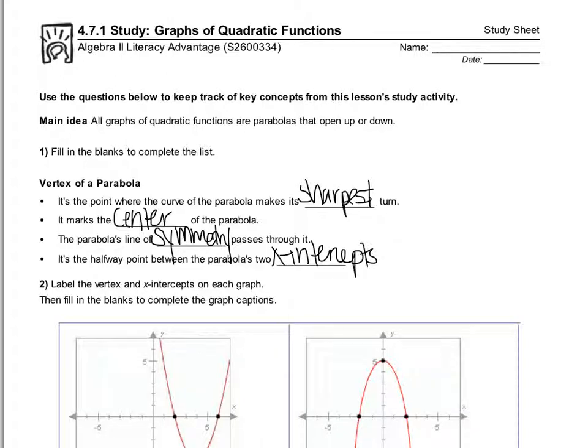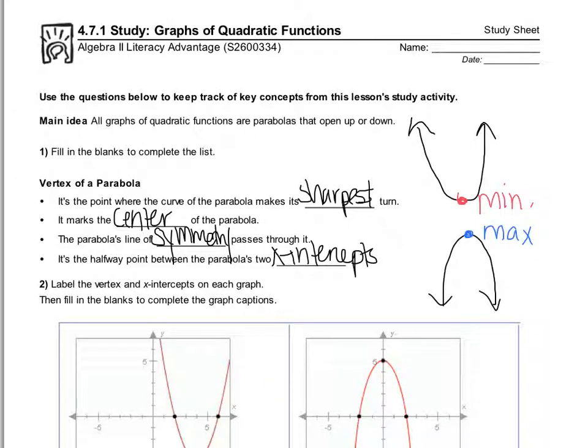So, just to give you a visual of a vertex, if I were to have a parabola that looked like this, my vertex is either going to be at the bottom, known as my minimum. If my parabola went in the other direction, then my vertex would be at the top. It would be my maximum.